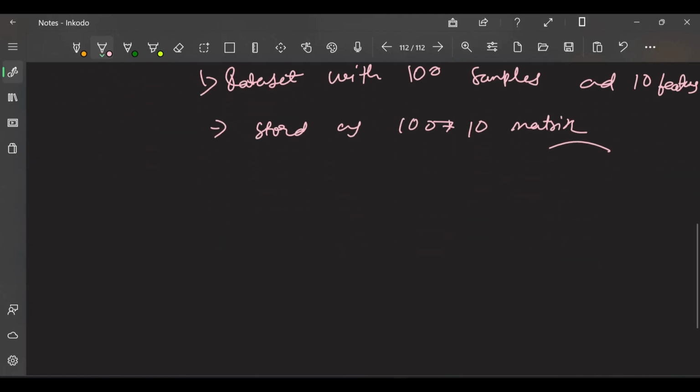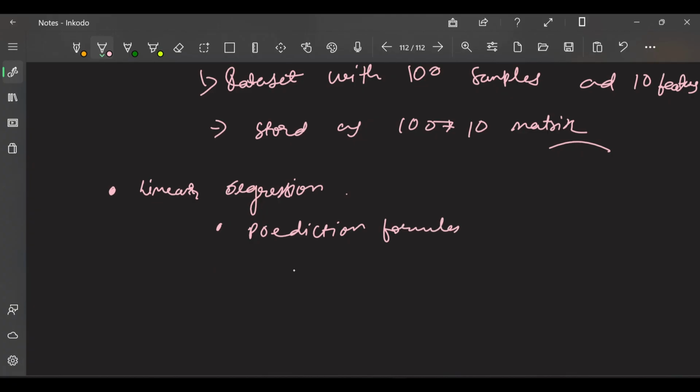So the next key point which you should know is regression, linear regression. It is nothing but your prediction formula. For linear regression, the prediction formula is y is equal to xw.